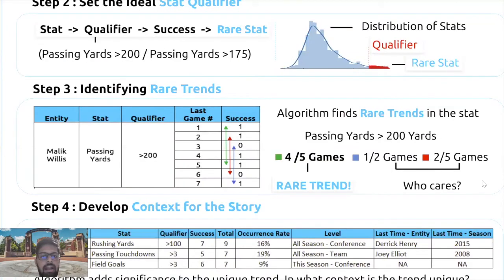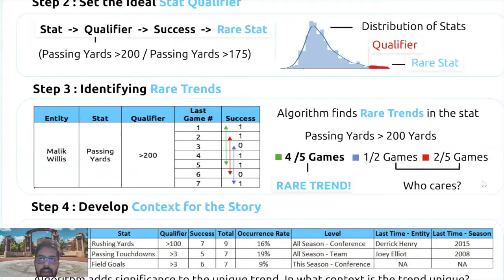Step 3 is to identify rare trends. Once the stat passes the qualifier, we create sequences of different lengths to check if the trend is being formed. In this case, Malik Willis has passed 200 passing yards, and the green line shows that this has happened in 4 out of 5 games. The blue line shows the trend has happened in 1 out of 2 games. The red line shows the trend has happened in 2 out of 5 games.